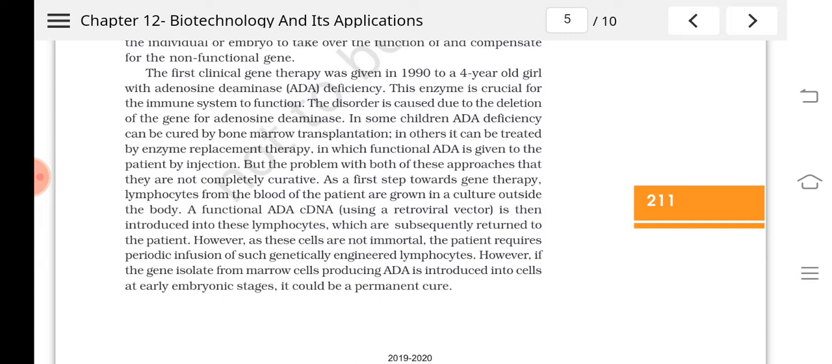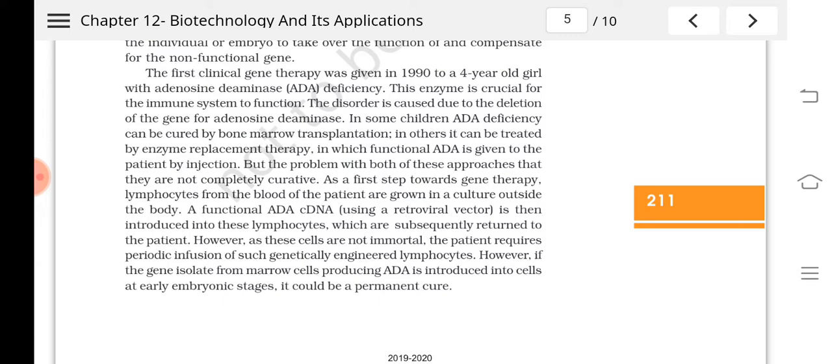Okay, these lymphocytes, as they are having this gene for the production of this adenosine deaminase enzyme, they produce it, and after that when the cells die, what will happen again? The patient will suffer with the same kind of disease.